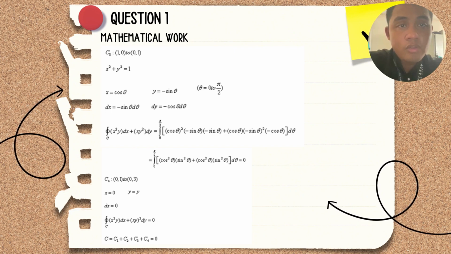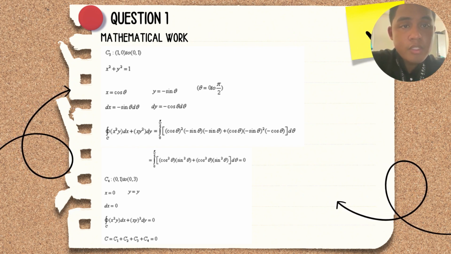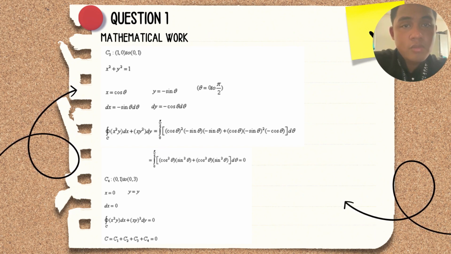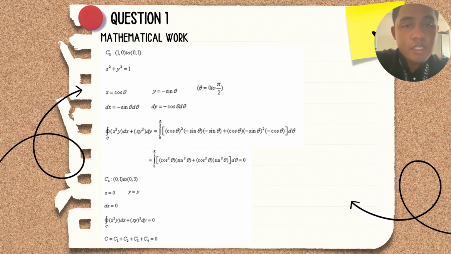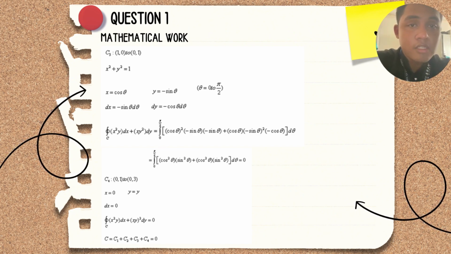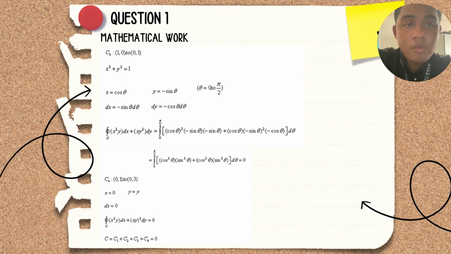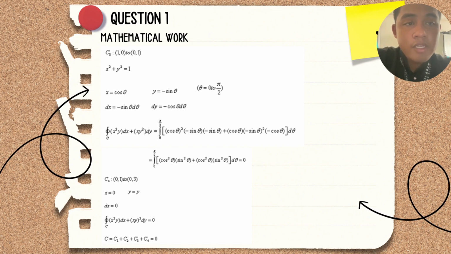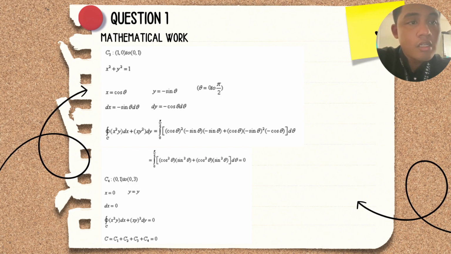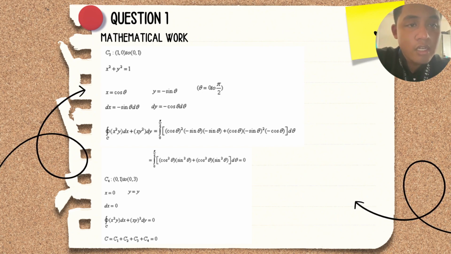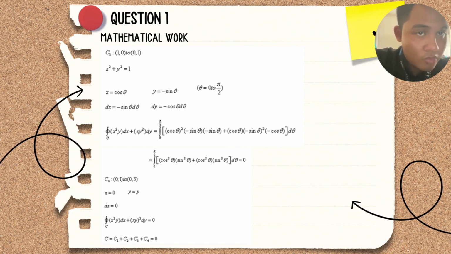The point is from (1,0) to (0,1). We use the equation x squared plus y squared equals 1. We convert to polar coordinates first, and then we use x equals cos theta and y equals negative sin theta. For dx we get negative sin theta d theta, and dy we get negative cos theta d theta. We insert into the equation x squared y plus x y squared, and we get the limit pi over 2 to 0 of cos theta squared times negative sin theta plus cos theta times negative sin theta squared times negative cos theta d theta. For the final answer we get 0 for C3.